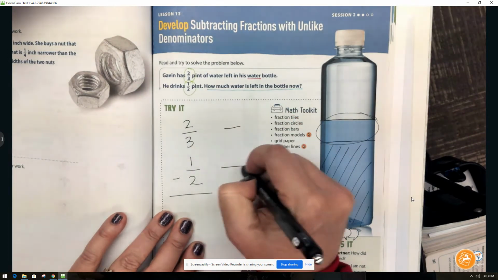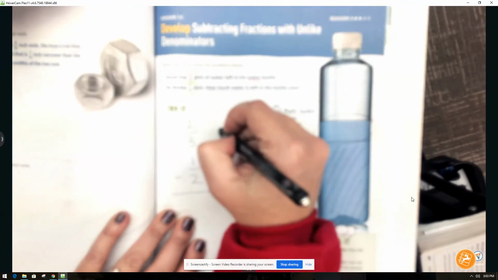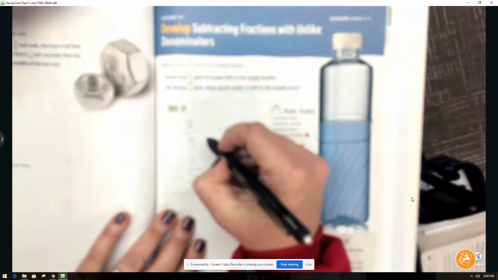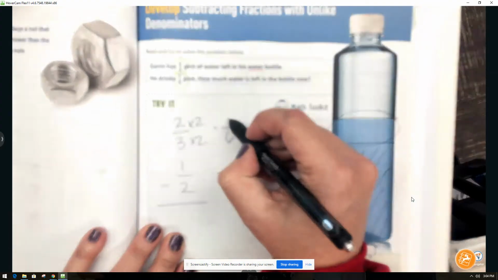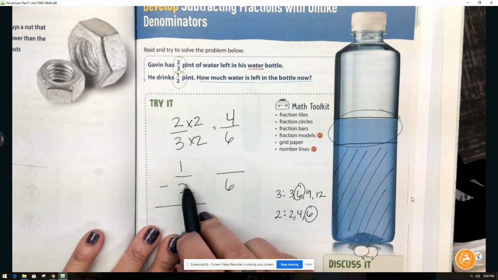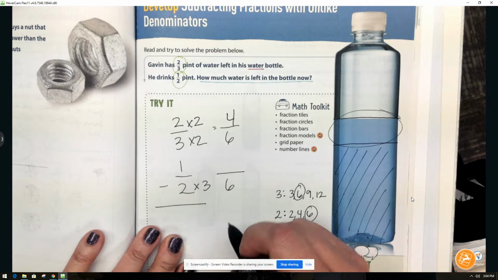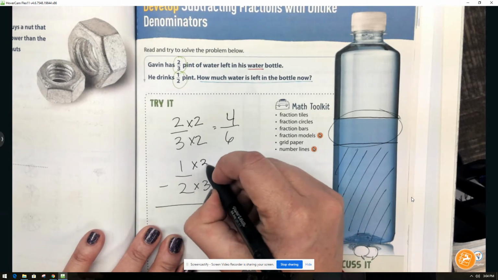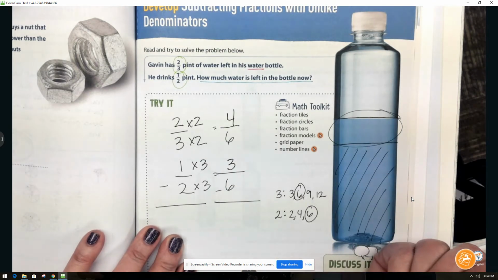So we're going to change these both into sixths. So to change 2/3 into a sixth, we're going to multiply 3 times 2 to make it a sixth. So whatever we multiply the denominator by, we're also going to multiply the numerator by. So an equivalent fraction to 2/3 is 4/6. Then we're going to say, okay, we multiply 2 times 3 to get 6. So we're going to also multiply 1 times 3 and get 3. So now we can go ahead and subtract our fractions.